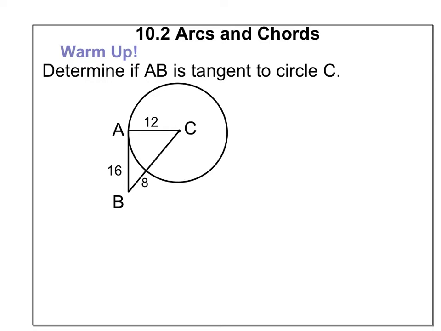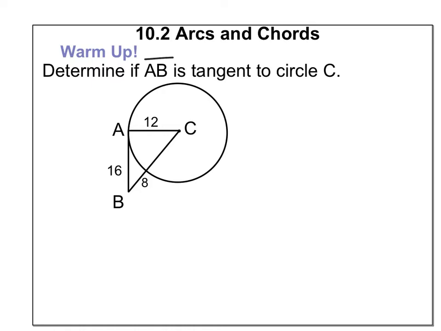All right, so this section 10.2 in geometry, we're going to keep going with circles and talk about arcs and chords, so some different things. Arcs I don't think we've discussed before, but let's do a little warm-up actually from the previous section and see if we can answer this. Determine if segment AB is going to be tangent to circle C. Okay, so think about what needs to happen. Maybe pause the video and see if we can get that figured out for a second.